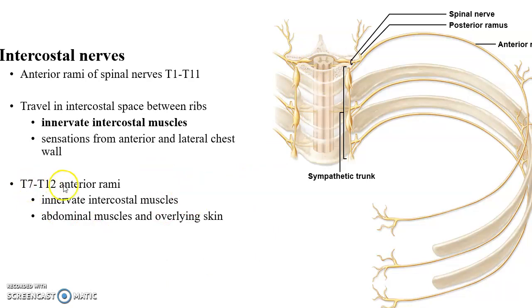T7 to T12, those spinal nerves also innervate some of the intercostal muscles, but also some of the abdominal muscles and overlying skin. So T7 to T12 also go down to the abdominal area to innervate some of the abdominal muscles and overlying skin.